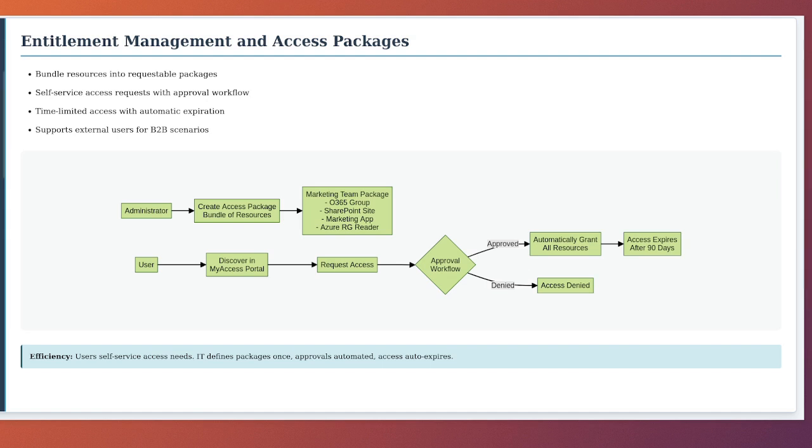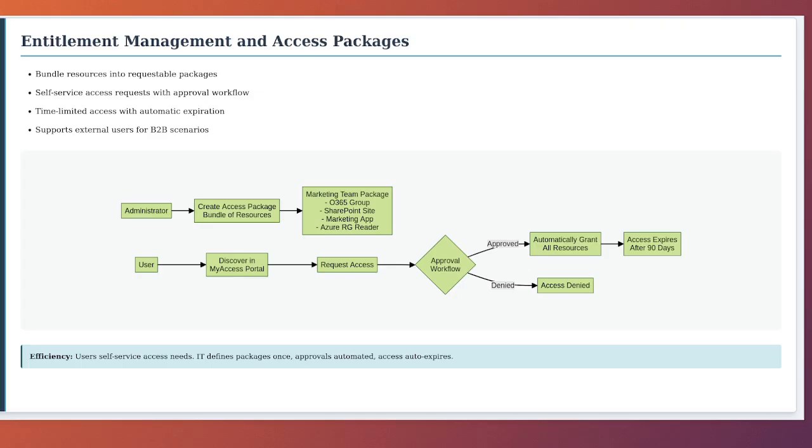and automation. An access package is a collection of resources that users need to perform a job function or work on a project. It might include membership in several Azure AD groups, access to specific applications, assignment to Azure resource roles, and membership in SharePoint sites. For example, you might create a marketing department onboarding access package that grants new marketing team members access to all the tools and resources they need. Office 365 groups, the marketing SharePoint site, the marketing analytics application, and read access to the marketing resource group in Azure. The diagram illustrates the entitlement management flow.